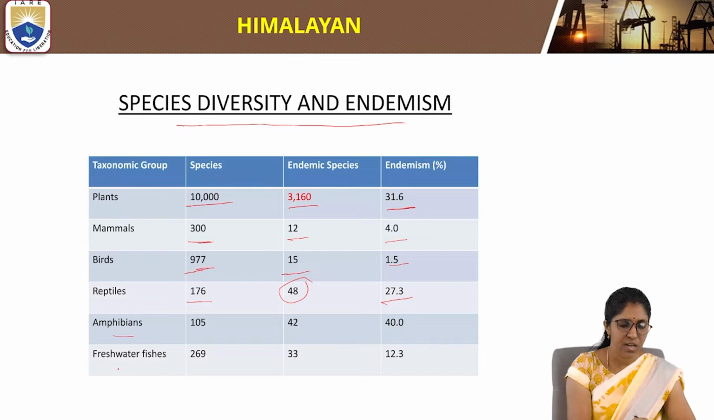Here amphibians, 105 species are there, and freshwater fishes, 269 species are there. In the case of amphibians, 42 endemic species are there, and in the case of freshwater fishes, 33 endemic species are there. So the percentage is 40% endemism for amphibians and 12.3 for freshwater fishes. So this is about plants, mammals, birds, reptiles, amphibians, and freshwater fishes: species, endemic species, and the percentage of endemism. If we see this, amphibians have the most endemism percentage, that is 40 percent.